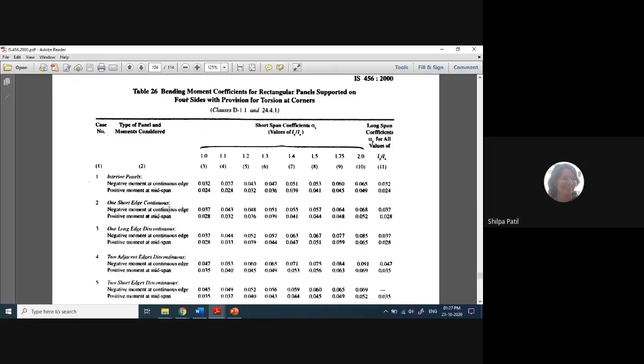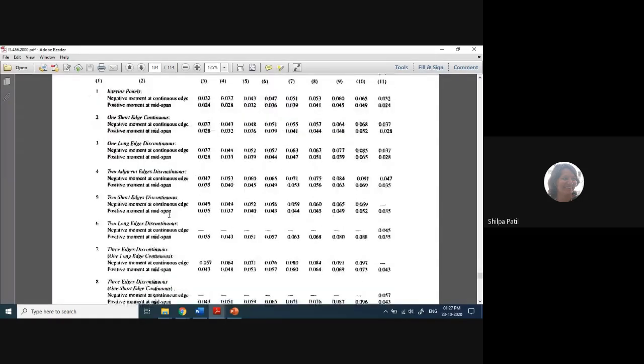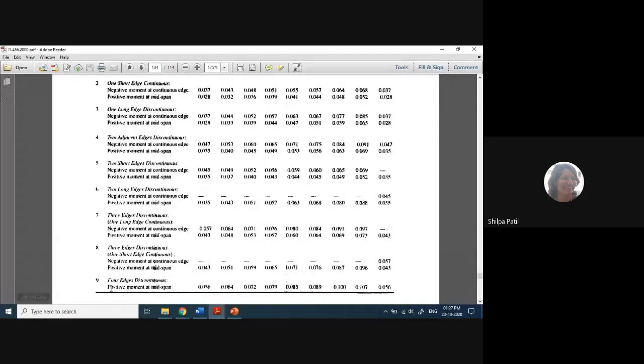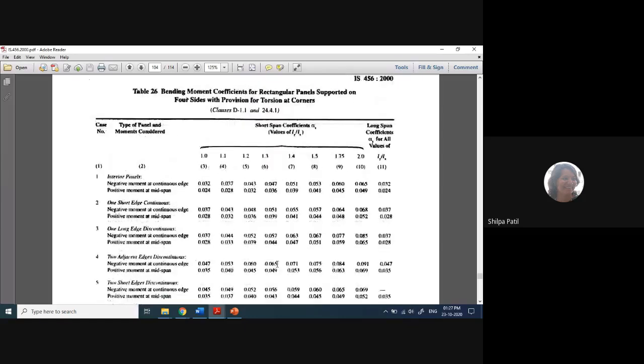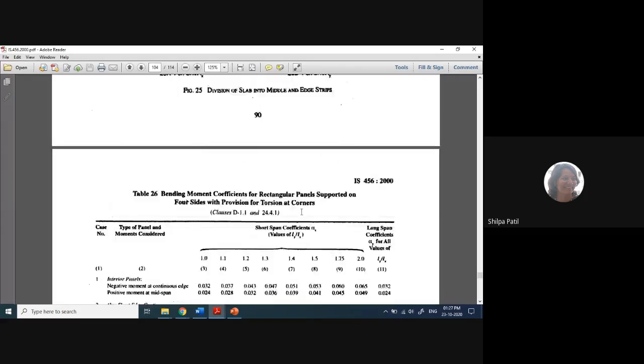Okay, similarly for different cases, all these 9 cases are covered over here. For 4 edges discontinuous, it means there is no continuity, the slab is not continuous. In that case obviously there will be no support moment, only the midspan moment will be there, and those positive moment coefficients are given here. These are for alpha x and this is for alpha y. Okay, is it clear? So how to make use of this table? When we solve one problem, you will definitely get a clear idea about the use of these tables.